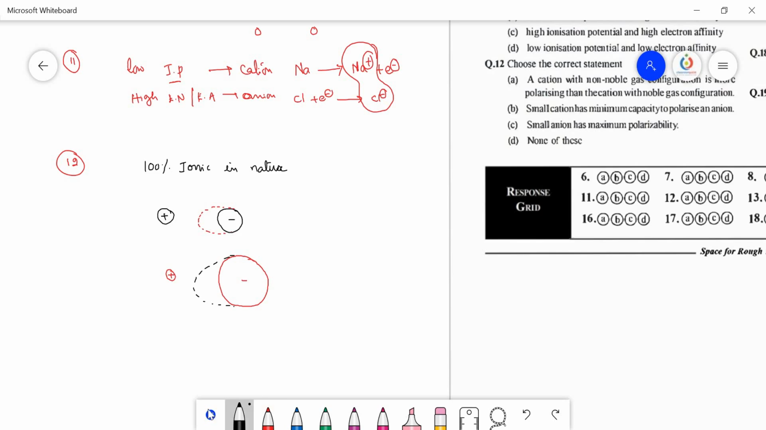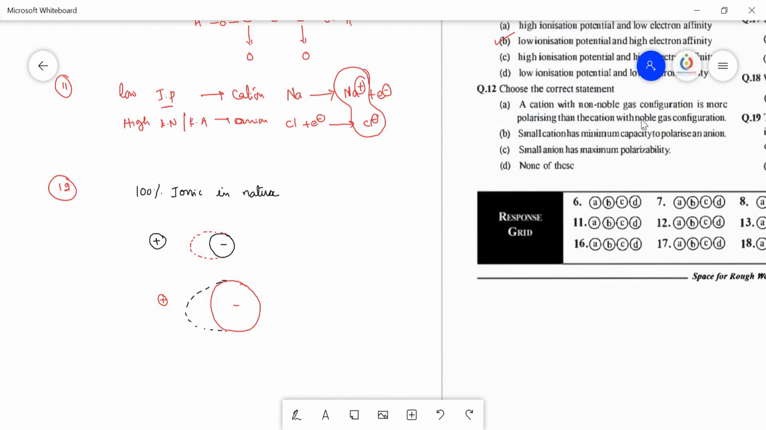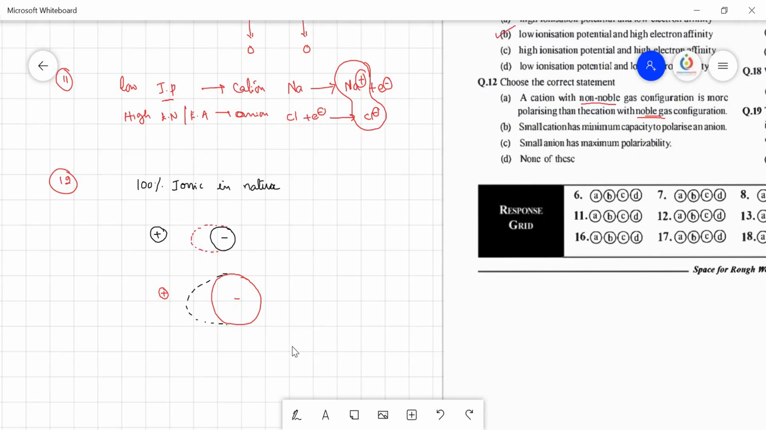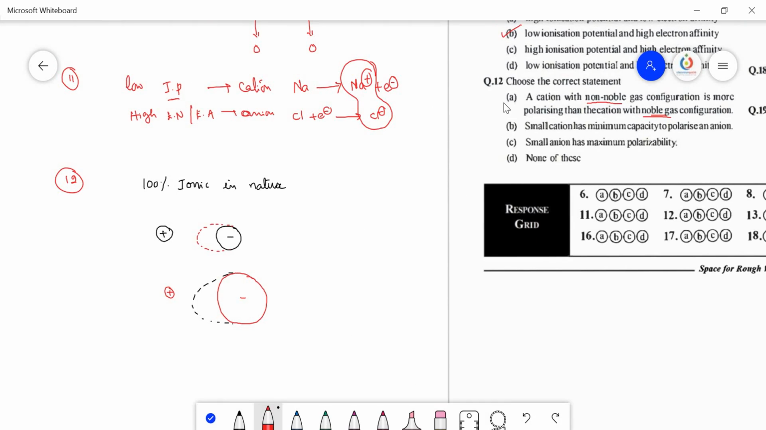So the question here is: a cation with non-noble gas configuration is more polarizing than a cation with noble gas configuration. It is true. The reason is, a cation with non-noble gas configuration is unstable, so it is ready to attract the electrons towards its side. But a cation with the noble gas configuration is stable, and it generally does not try to attract the electrons towards its side. So here option A is correct.